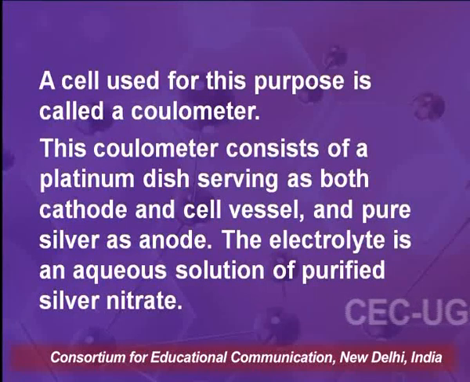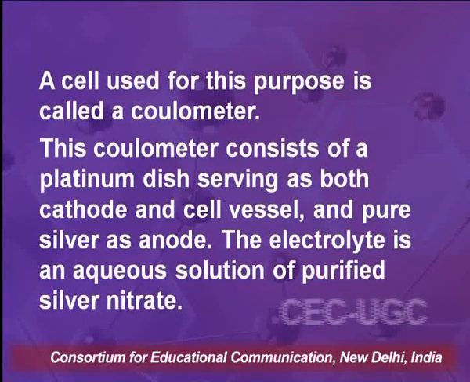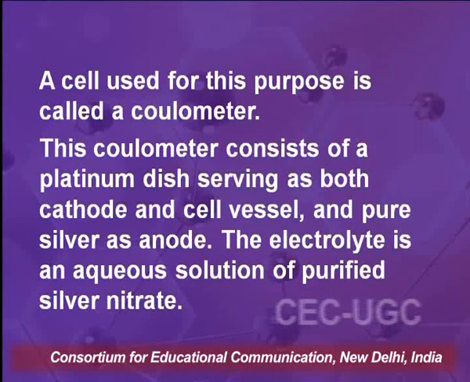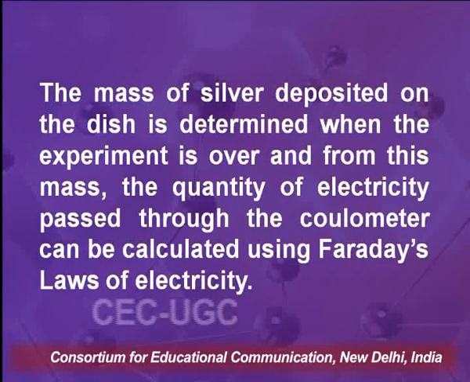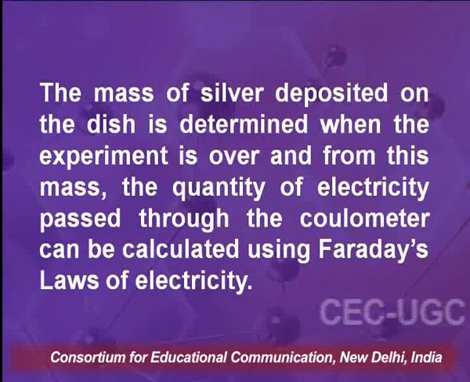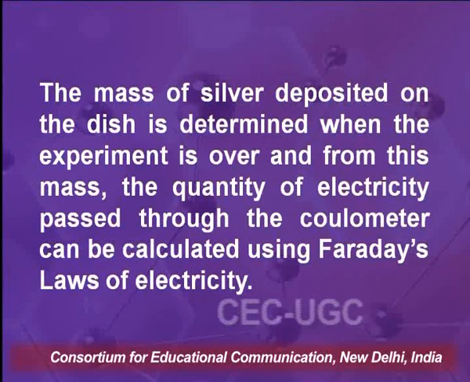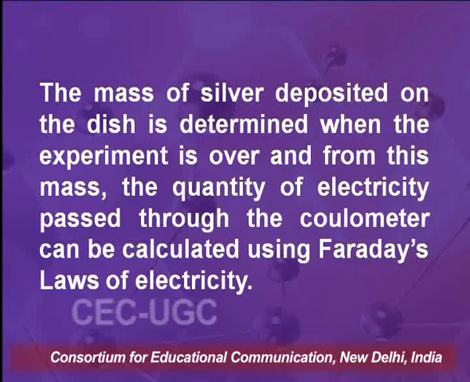This coulometer consists of a platinum dish serving as both cathode and the cell vessel, and pure silver as anode. The electrolyte is an aqueous solution of purified silver nitrate. The mass of silver deposited on the dish is determined when the experiment is over, and from this mass, the quantity of electricity passed through the coulometer can be calculated using Faraday's laws of electrolysis.